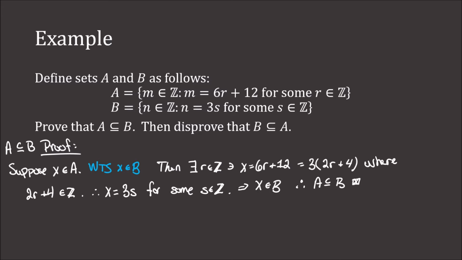Now to disprove that B is a subset of A, remember we want to find a counterexample. So for B is a subset of A, our counterexample: let x be equal to 3, which is clearly an element of B. We want to show that this is not an element of A. Suppose that it is.